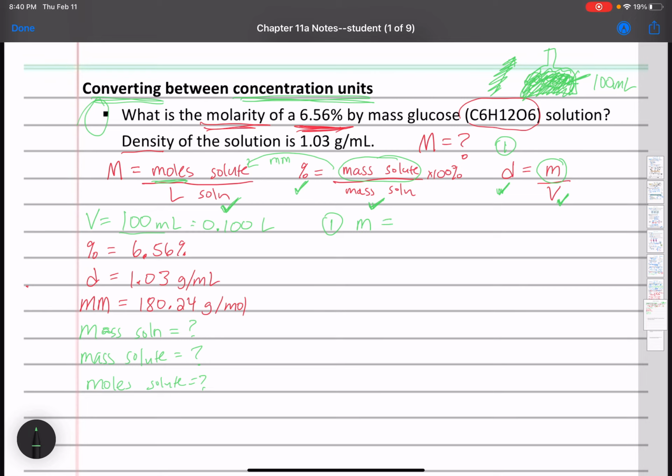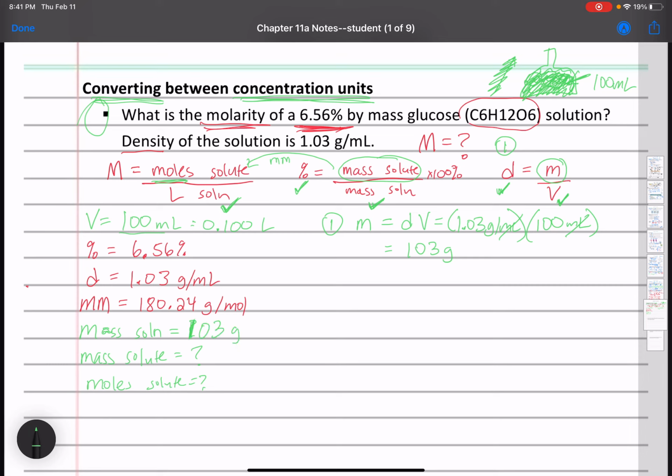Mass equals density times volume. The density is 1.03 grams per milliliter times the volume, which we said was 100 milliliters. So our milliliters cancel out, and we get that the mass of solution is 103 grams. All right, I'm going to put that down here, add it to my list.